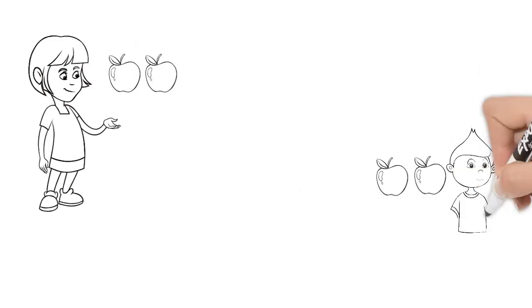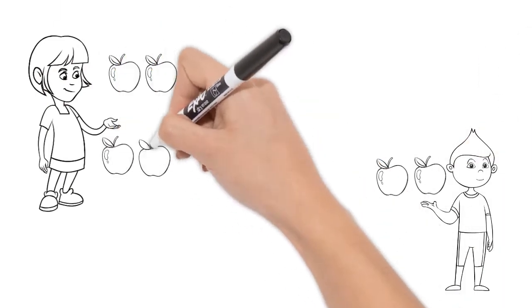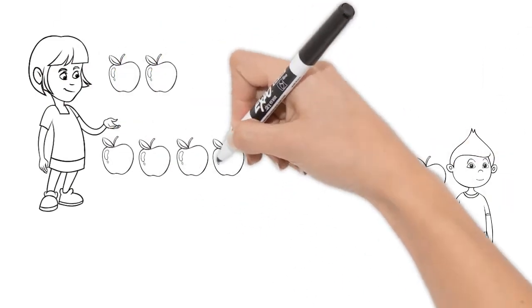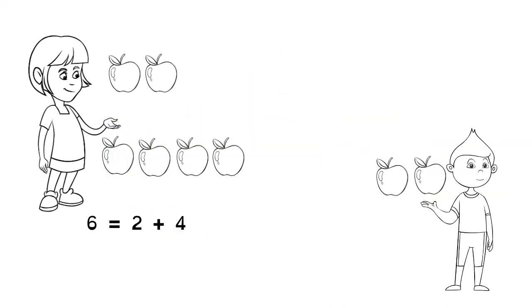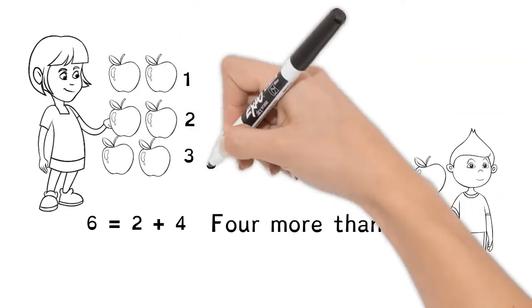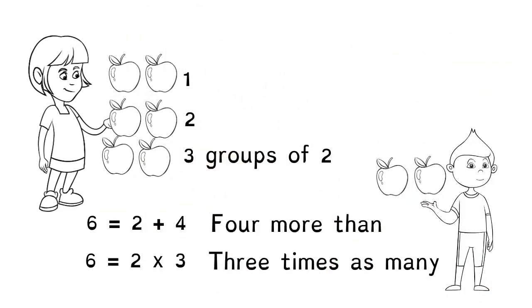But what if Lester ate 2 apples this week? Then Maury must have eaten 2 plus 4, or 6 apples. Maury still ate 4 more apples than Lester. However, if we regroup the apples, we can see that Maury also ate 3 times as many apples as Lester.